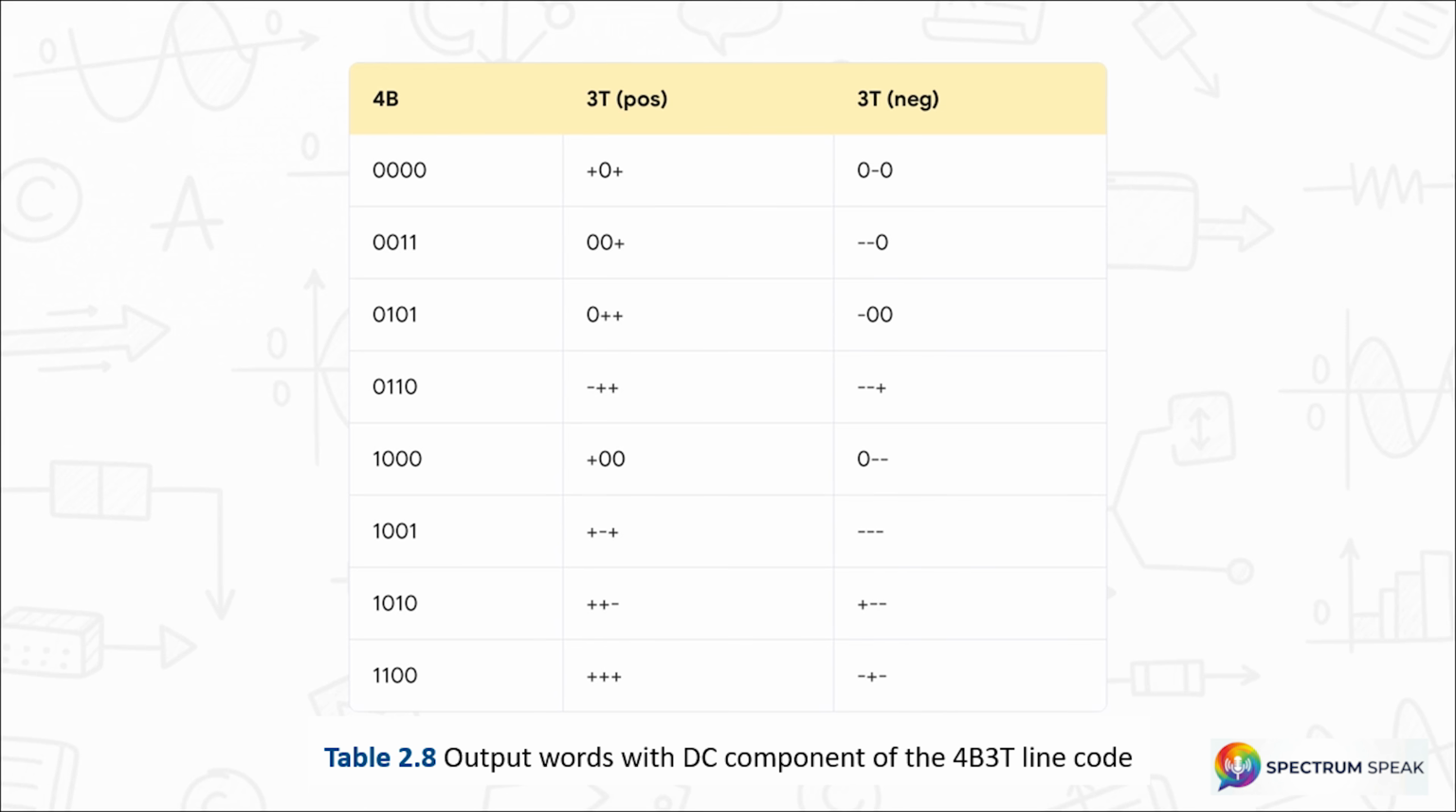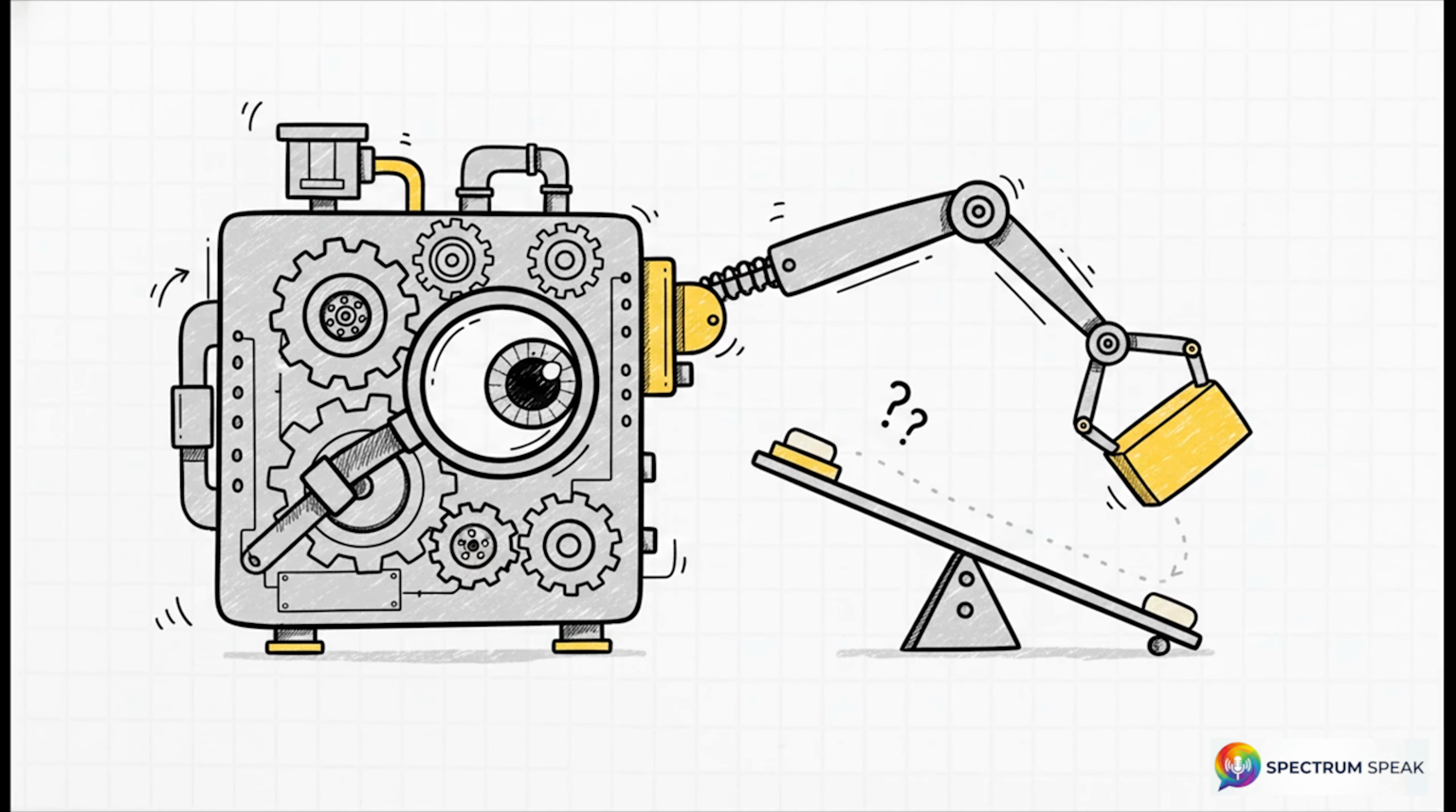Take the data sequence 0000. You don't just have one mapping here, you've actually got 2 choices. You could send plus 0 plus, which tips the seesaw heavily to the positive side, or you could send 0 minus 0, tipping it negative. On their own, neither of these is balanced. So how on earth does the hardware know which one to use?